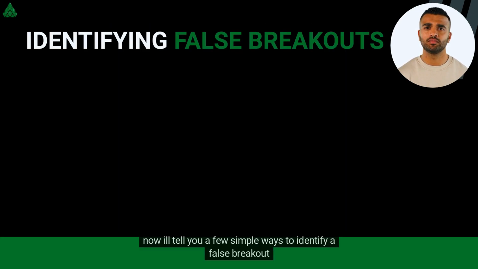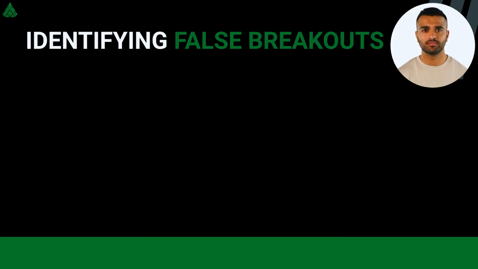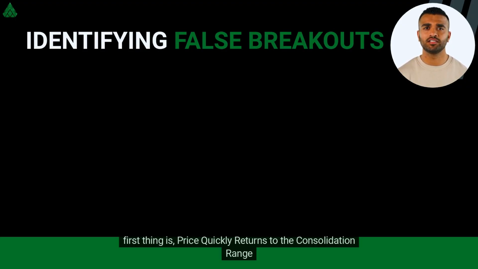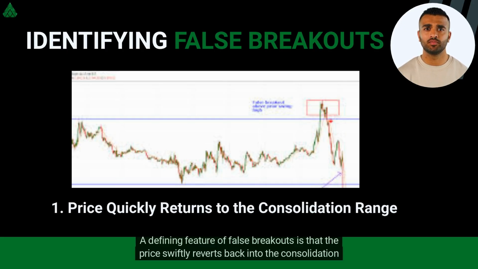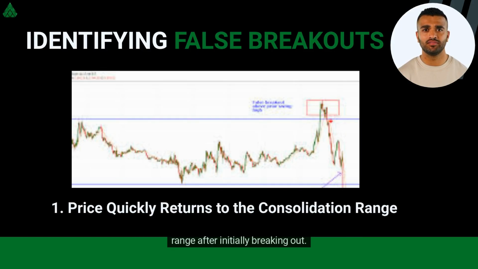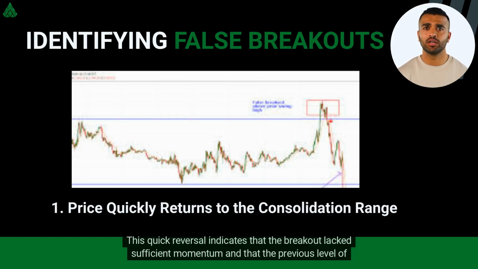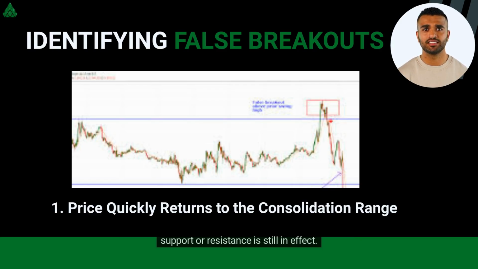Now I'll tell you a few simple ways to identify a false breakout. First thing is, price quickly returns to the consolidation range. A defining feature of false breakouts is that the price swiftly reverts back into the consolidation range after initially breaking out. This quick reversal indicates that the breakout lacked sufficient momentum and that the previous level of support or resistance is still in effect.